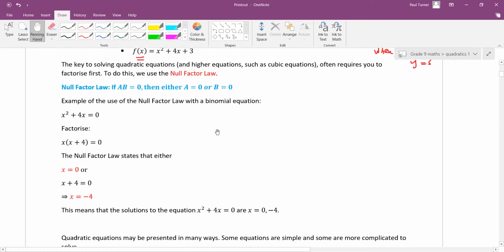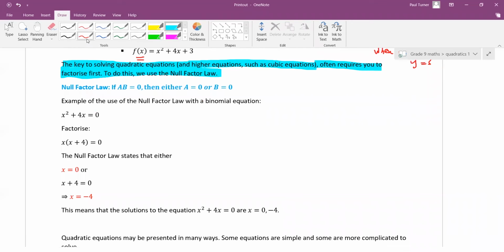Okay, so take a look here. The key to solving quadratic equations and higher equations, like the cubic equations that you did already in polynomials, often requires you to factorize first. To do this, we use the Null Factor Law. What the Null Factor Law is saying is that if you have two numbers, A and B, and when you multiply them, you get 0, that either means that A is 0 or B is 0.